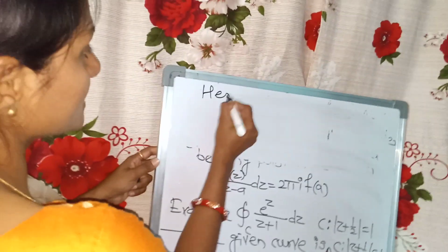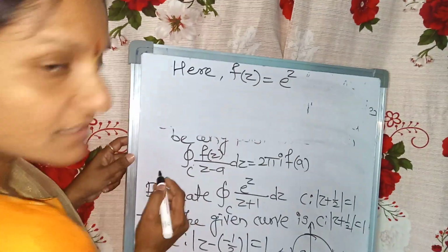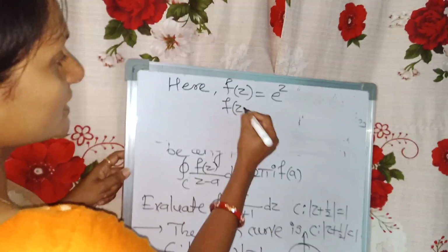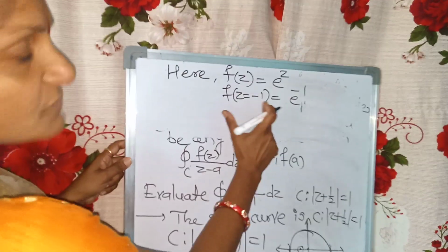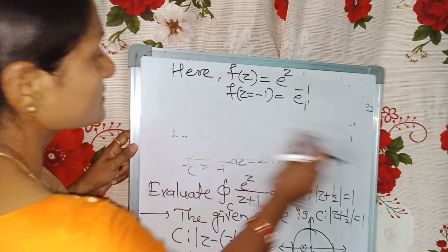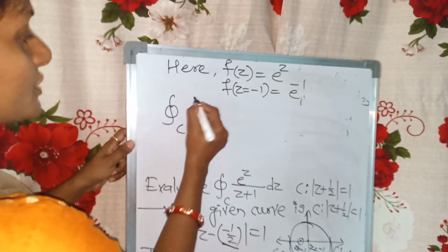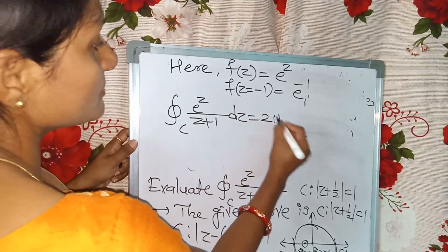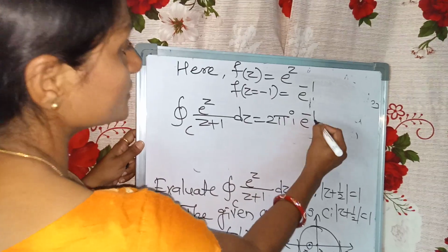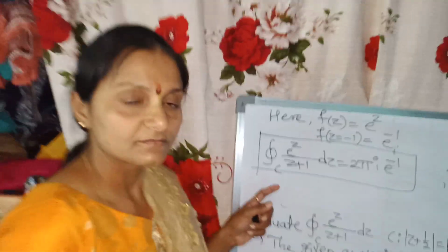Here f of z is nothing but e power z. Hence f of z at z equal to minus 1 will be e power minus 1, substituting z as minus 1. Hence the integral over closed curve C of e power z by z plus 1 dz will be 2 pi i into e power minus 1. Thank you.